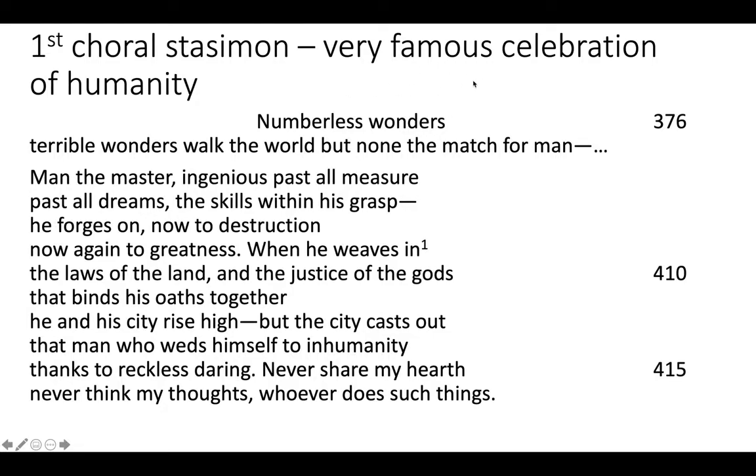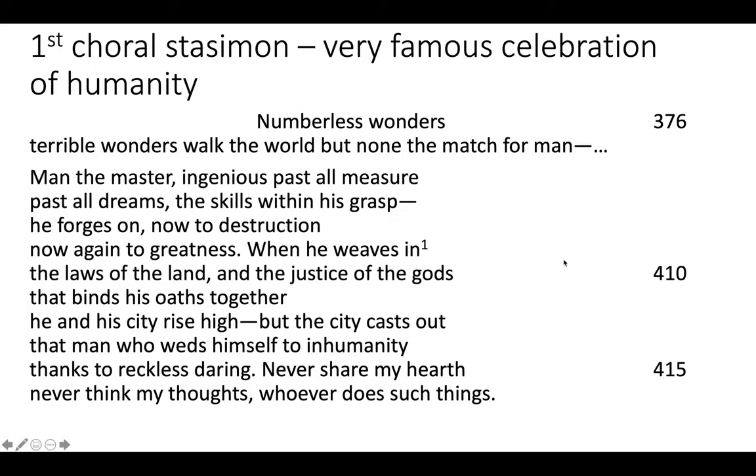So the chorus is celebrating humans who act righteously by binding their oaths together with the laws of the land and the justice of the gods. This is what they honor, and when man does that, there is nothing that can match man. They're the master and genius past all measures. Basically they're saying that humans are the best when they are righteous, honor the gods and obey the laws. So it's interesting that the chorus starts off by thinking that obeying the laws of the land is the most important thing, together with the justice of the gods. We'll see at the end of the play that the chorus very much aligns with Antigone, the lawbreaker.